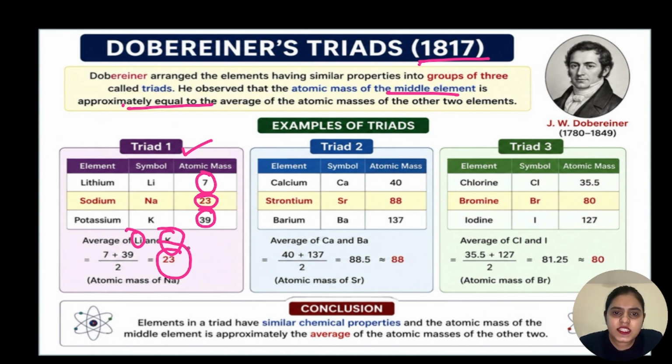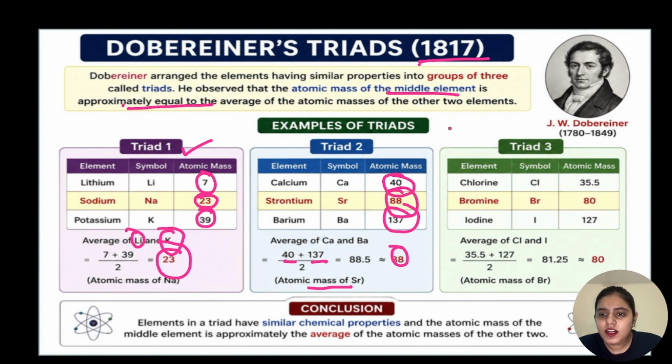The second triad is calcium, strontium and barium. Their atomic masses are 40, 88 and 137, right? The average of calcium and barium is approximately equal to 88, which is the atomic mass of strontium. Okay, again this rule works.